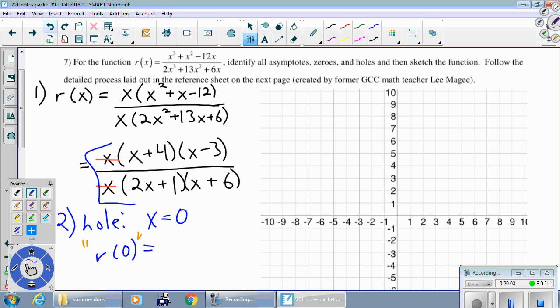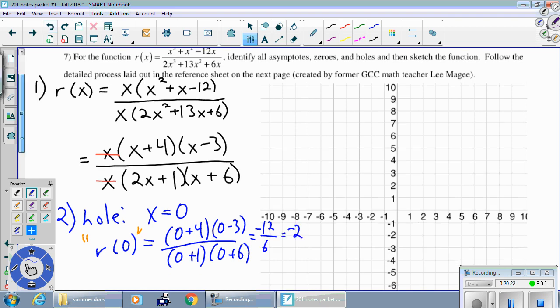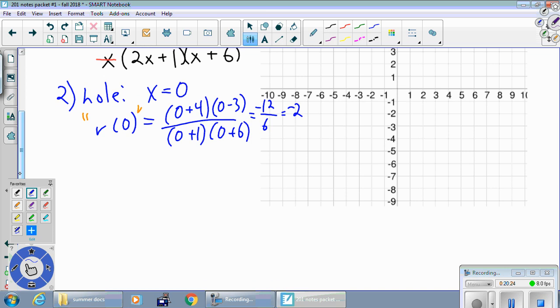So plugging 0 for all of the x's, not the ones that I've crossed off in red, I get 0 plus 4 times 0 minus 3 divided by 0 plus 1 times 0 plus 6. So upstairs I see negative 12 and downstairs is 6, so negative 2. And so that tells me that the location of the hole, the only hole on this graph, is when x is 0 and y is negative 2. And we're going to plot that hole right now by putting an open circle. So the graph is going to go through that point, but technically skips right over it.